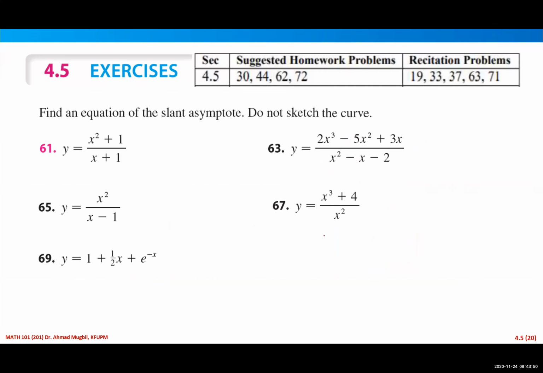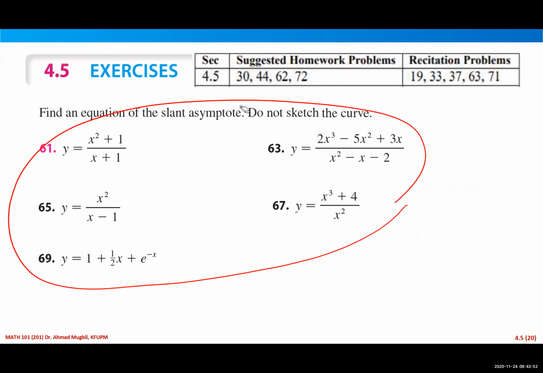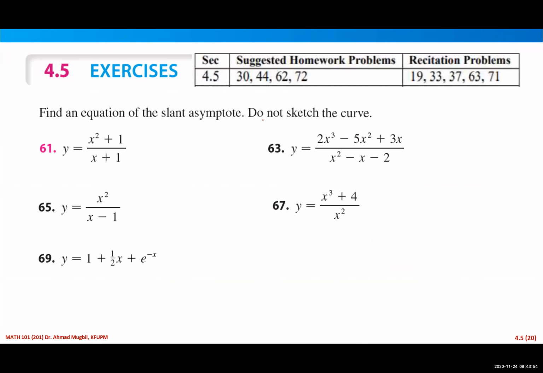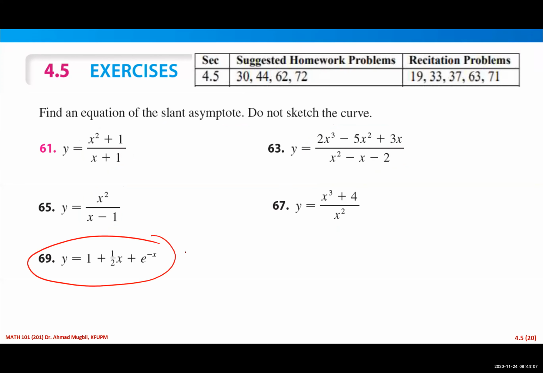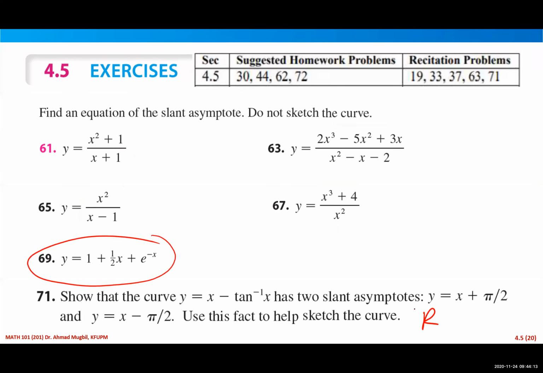I mentioned here, shabab, 5 exercises from your textbook for you to practice finding slant asymptotes. This is easy. You will do the long division, as I did in this example, shabab. Let me focus on this one: how to find its slant asymptote. And there is also an exercise here, a recitation one, number 71. You will solve it, inshallah, with your recitation instructor. This is also an interesting one.